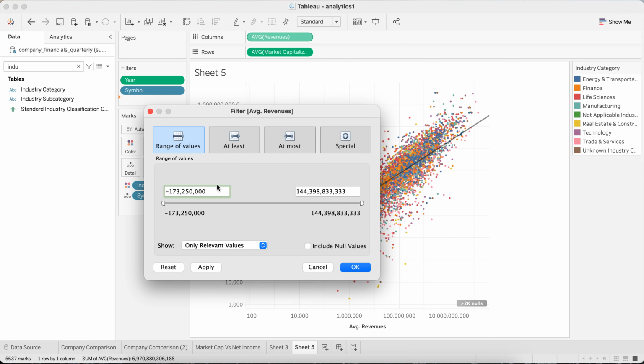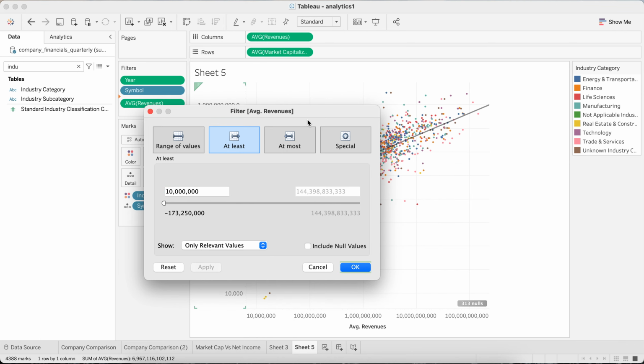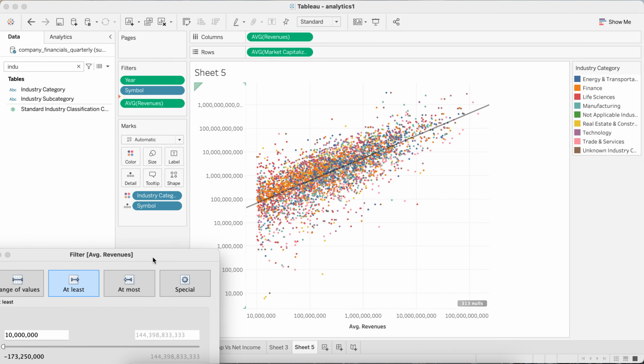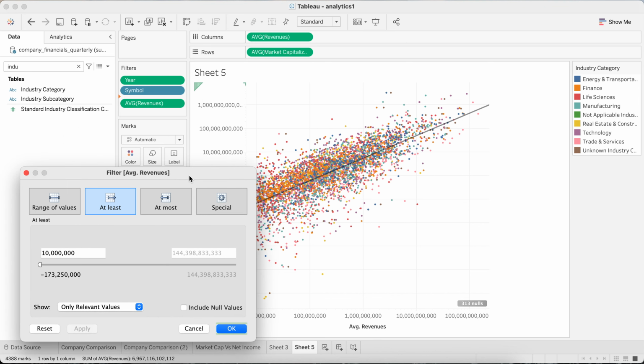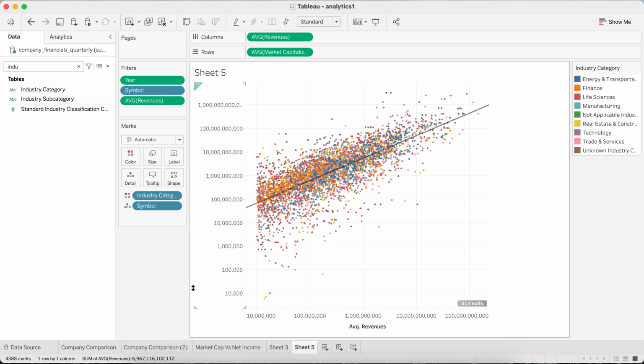Perhaps finance or different types of companies could actually have a negative revenue stream, which is kind of interesting to learn about. Let's say we want to have at least 10 million, for example, in revenues. Okay, and we can see that cutoff where the line is starting to go more with the trend, and so we're cutting off that fat tail there.